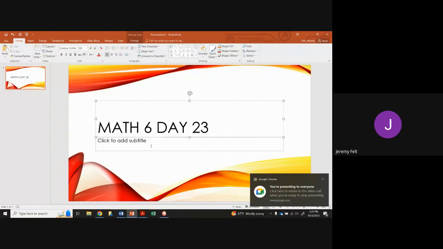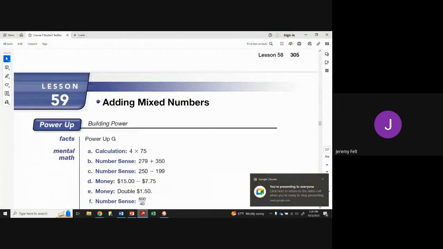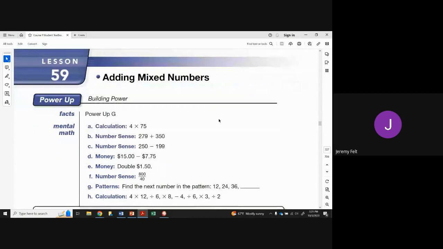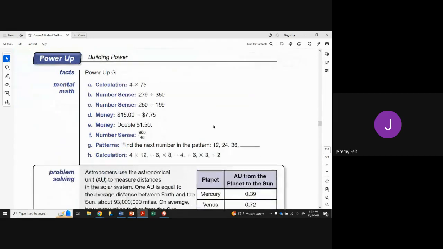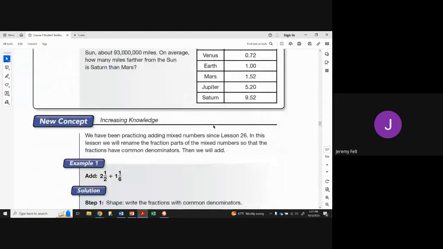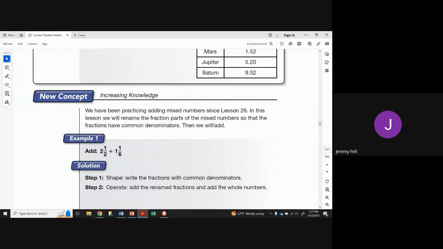All right, guys, Math 6, Day 23. This will be the last two lessons from this unit. We're looking at lesson 59 and 60 today. And so lesson 59, we're adding mixed numbers. So again, just like fractions, we have to have common denominators when we add.